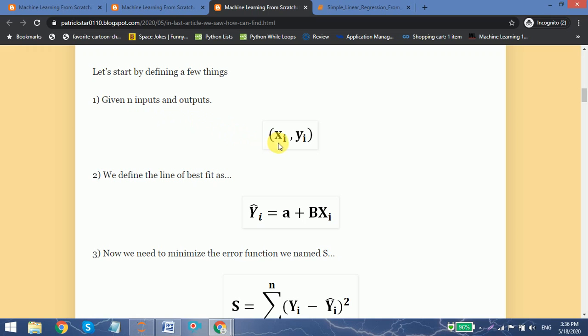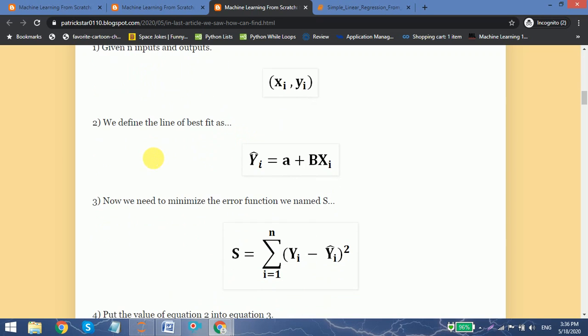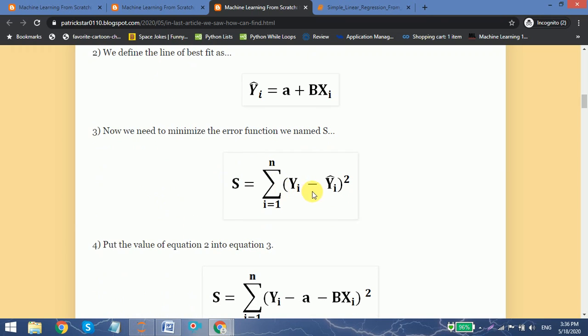We name it xi and yi, and we will define our best fit line as yi hat equals a plus b xi. Now we need to minimize the error function that we named s, that is the sum of (yi minus yi hat) squared. Yi is the actual value of our data set and yi hat is the predicted value. We square it because we don't want negative values, and we do it for all of our points.